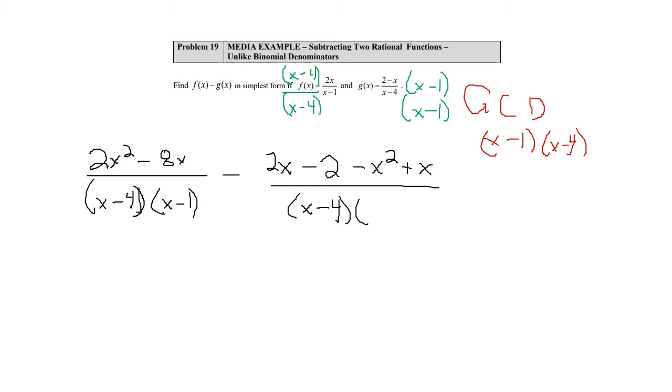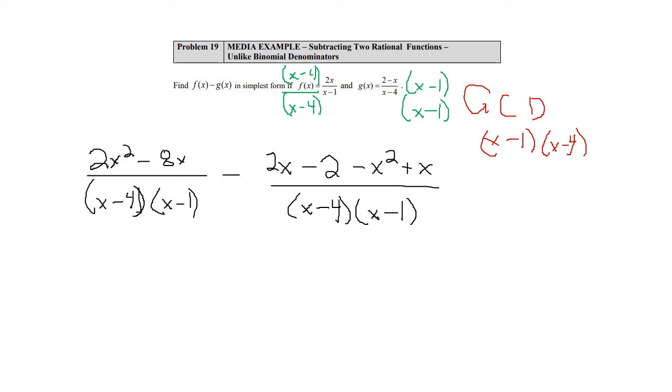I'm just going to leave this factored out for right now because what I would really like to happen is, after I combine the two numerators, for them to factor so that one of the factors will divide out with one of the factors in the denominator. That sometimes happens, not all the time, so we'll just see how it goes.